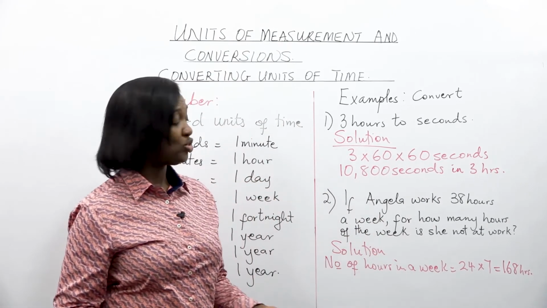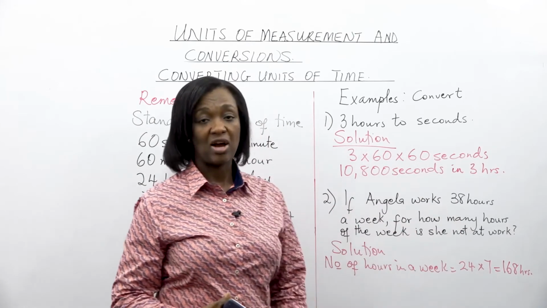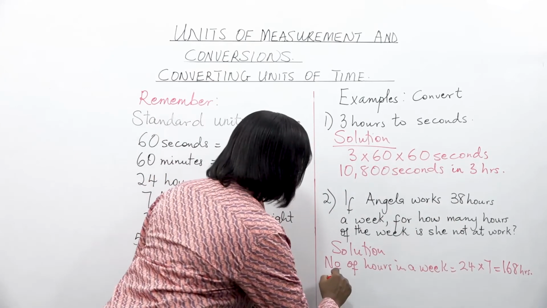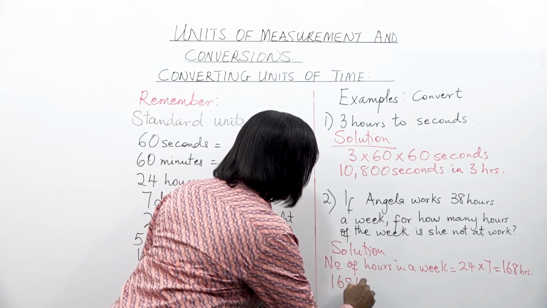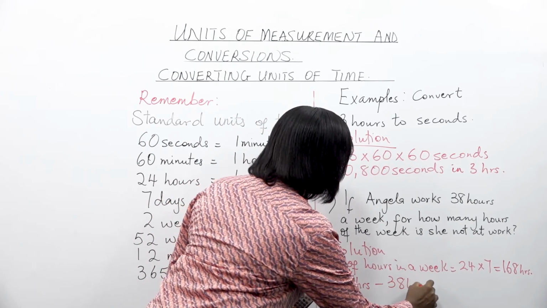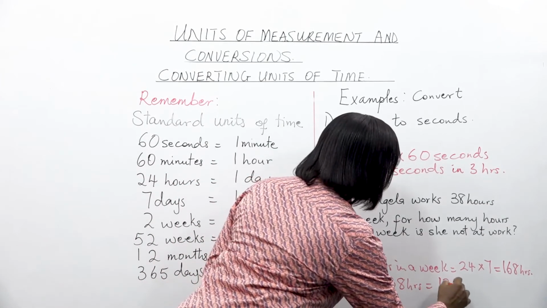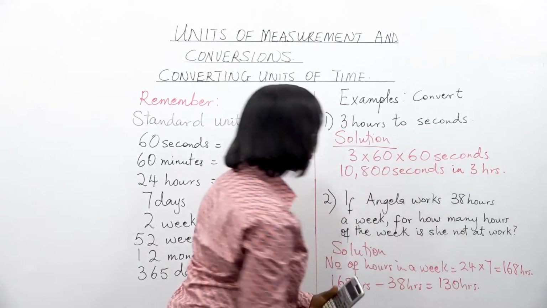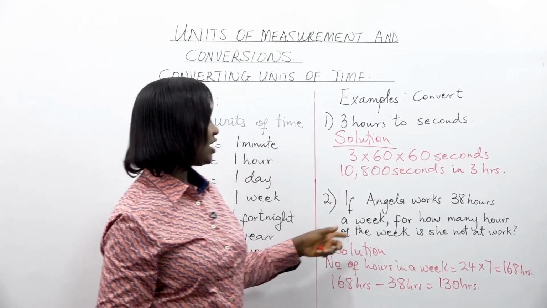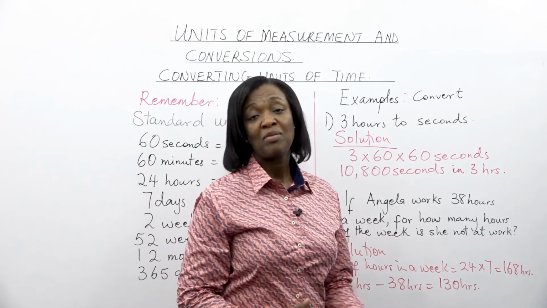So we're simply going to do 168 hours minus 38 hours. So we have 168 hours minus 38 hours, and that will give us 130 hours. So Angela is not at work for 130 hours of the week.